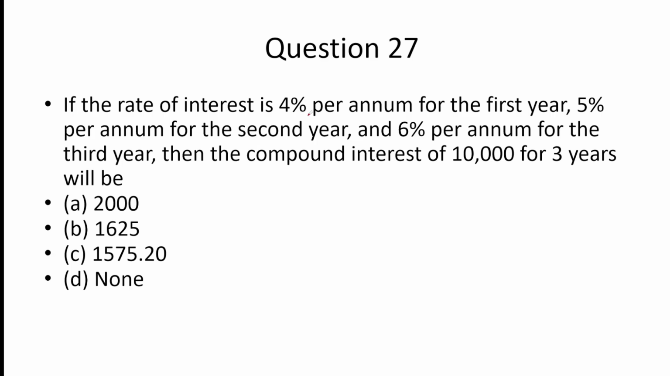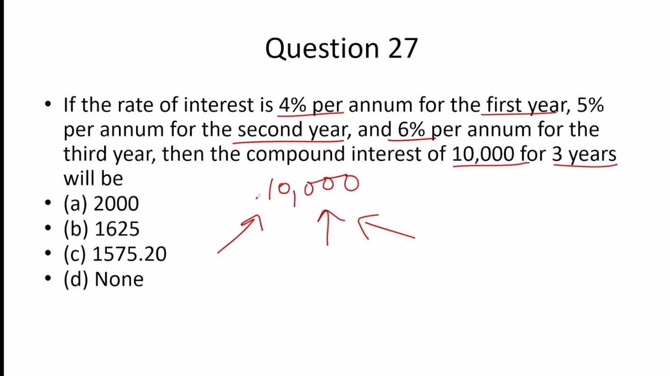If the rate of interest is 4% for the first year, 5% for the second year and 6% for the third year, then what will be the compound interest on 10,000 for 3 years? Okay, see, the principal is 10,000. What is the rate of interest for the first year? It is 4%. What is 10% of this? 1,000. So 4% of this is 400. Okay, this is the compound interest for the first year.